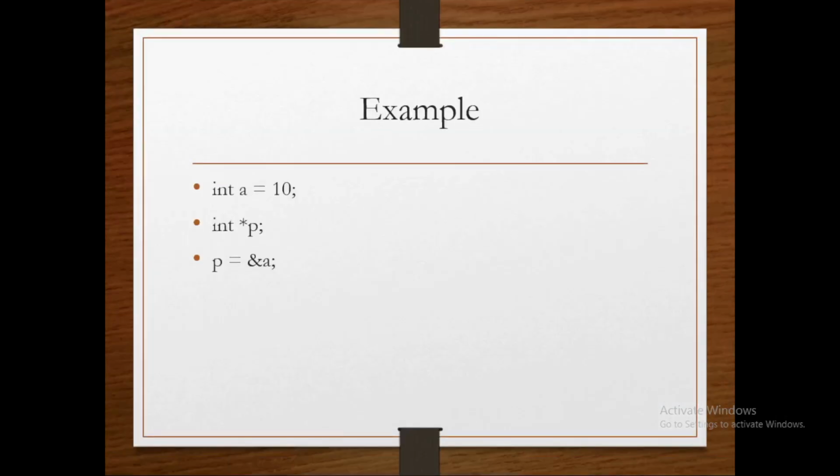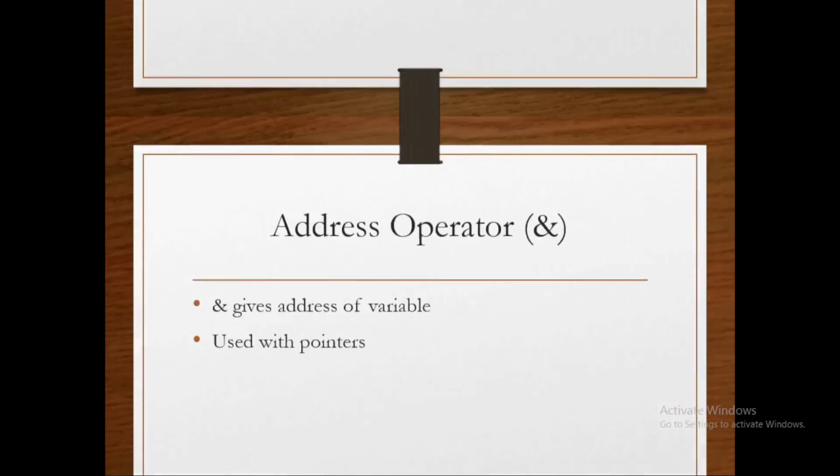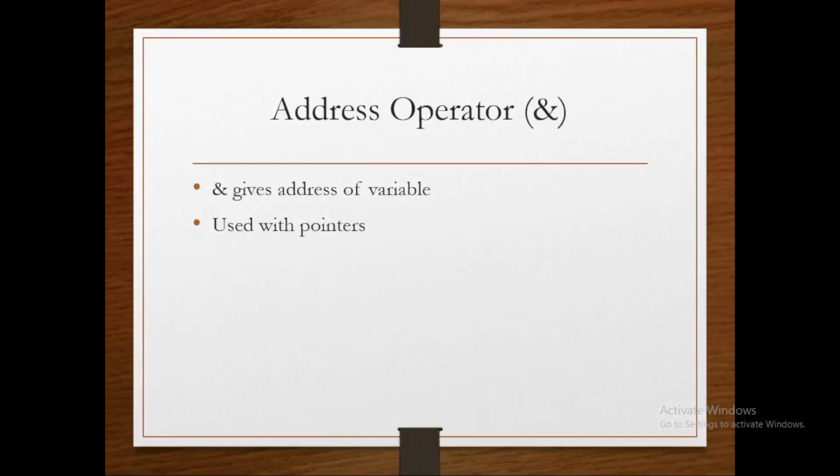Let's understand this with an example. We declare an integer variable a and assign value 10. Now we declare a pointer p. Then we assign p equals &a. Here, this & symbol means address of. So now pointer p is storing the address of variable a. That means p is pointing to a. What do you think will p store? Value or address?